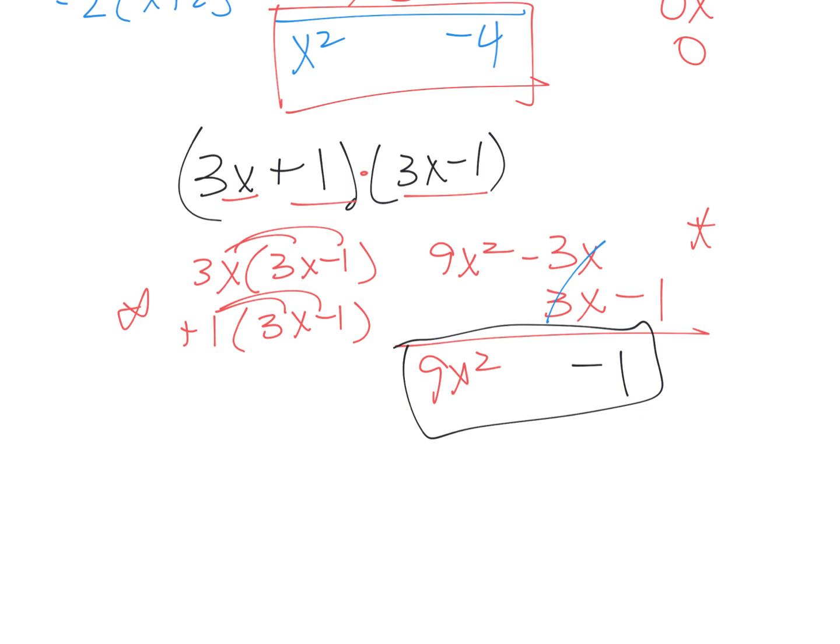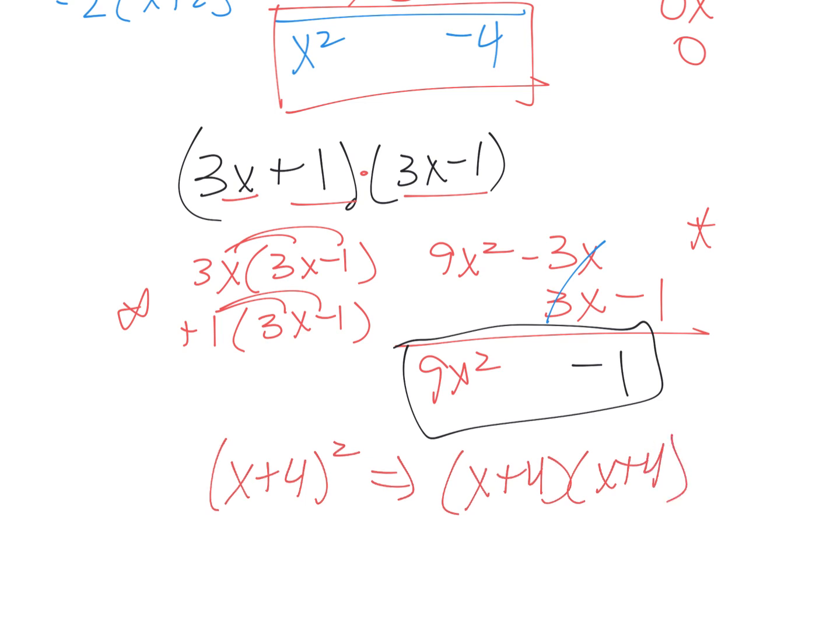There is one question today that they give you, and they do something like this. And they're asking you, what did they do wrong? Remember what this means. This means x plus 4 times x plus 4, and then you have to distribute, right? And set that up. So you're going to end up with a trinomial, not a binomial.